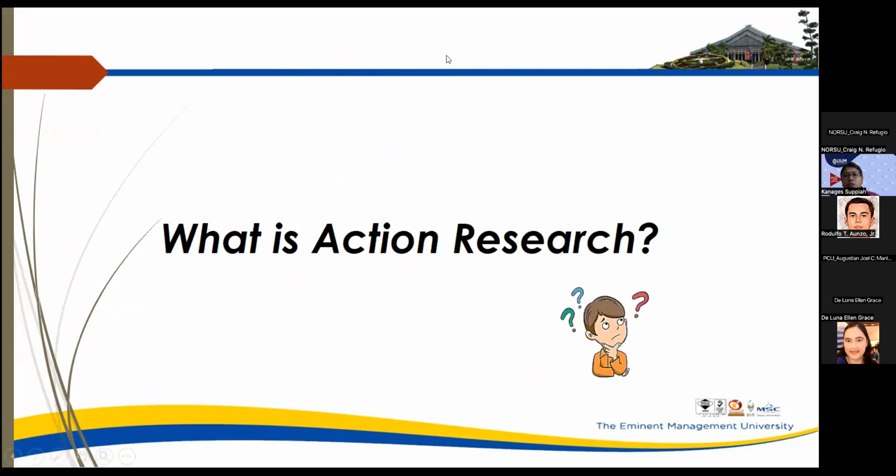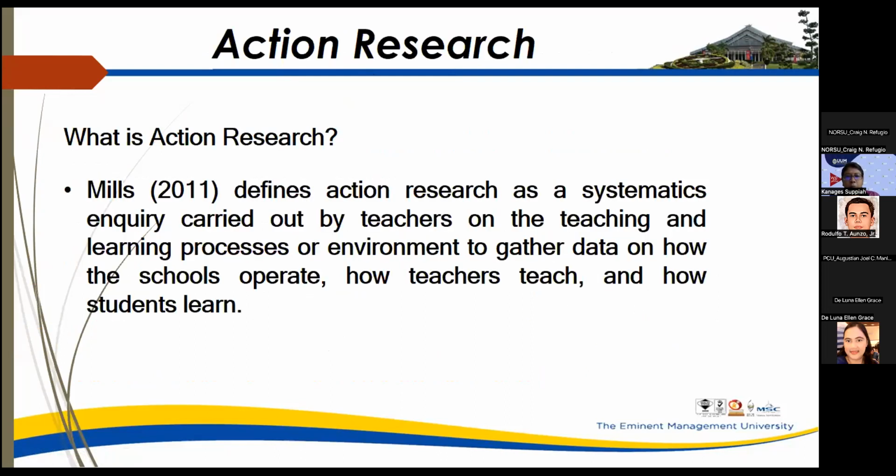So going back to the topics given to me, what is action research and the purpose? A quick one. So AR is systematic inquiry. It's still systematic inquiry carried out by teachers on the teaching, learning process, or environment to gather data on how schools operate, how teachers teach, how students learn. All right, and I would like to add one more. How assessment can be carried out.